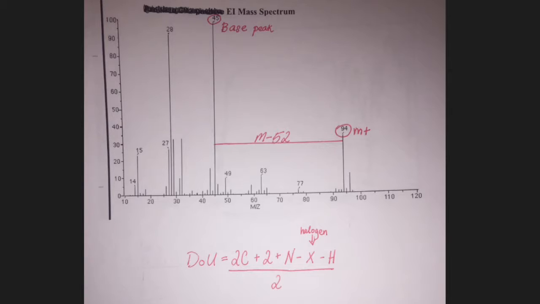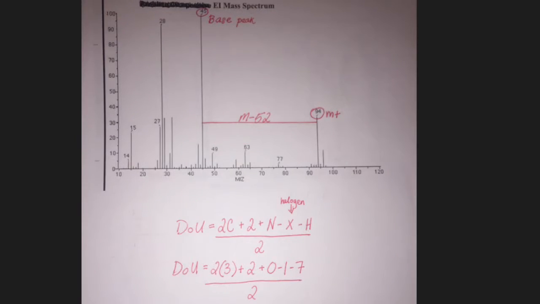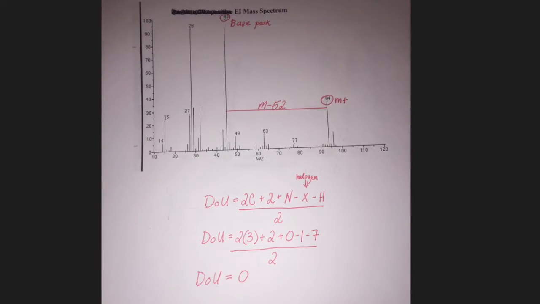Next, I'm going to calculate the degrees of unsaturation using the formula. The DOU formula is 2 times the number of carbons plus 2 plus the number of nitrogens minus the number of halogens minus the number of hydrogens, all divided by 2. The chemical formula for my structure is C3H7OCl. So my DOU equation is going to be 2 times 3 plus 2 plus 0 minus 1 minus 7, divided by 2, and the DOU is going to equal 0.